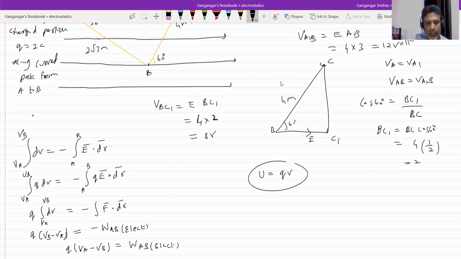So what is the conclusion? Work done by electrostatic force in moving a charged particle from A to B is equal to the charge you're moving into the potential difference. And we know the work done by electrostatic force and external agent, how they are related? Work done by external agent.